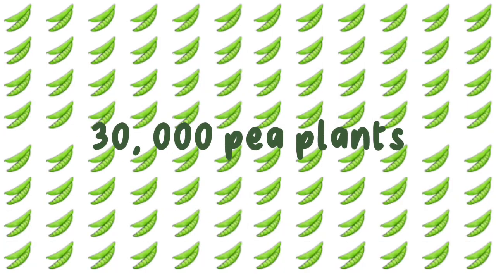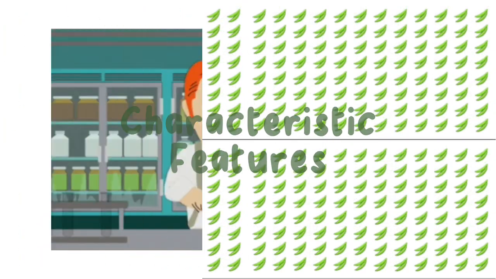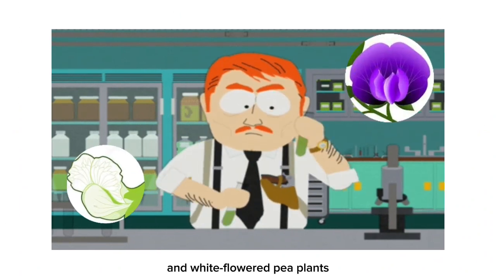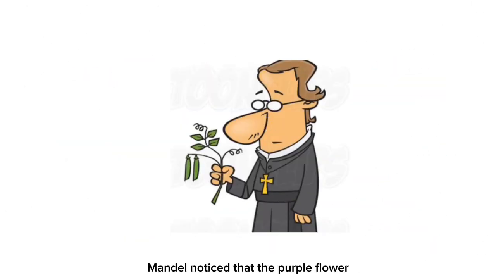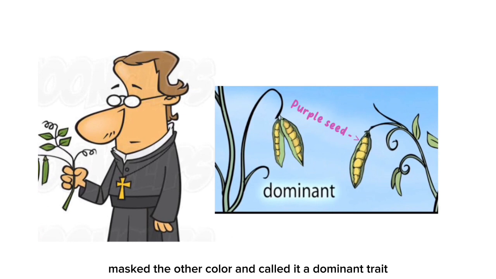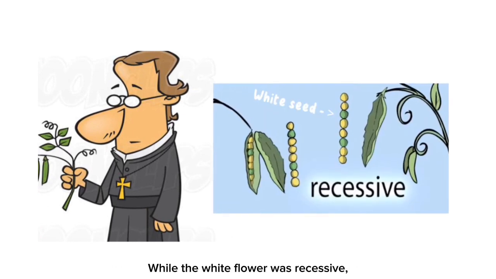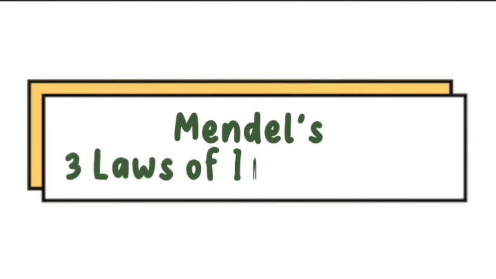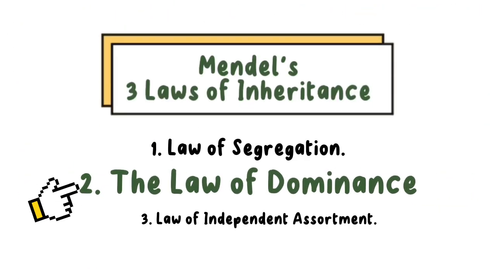Well, in the mid-18th century, Mendel bred over 30,000 pea plants together for their characteristic features. In one of his experiments, he crossed pure lines of purple and white flowered pea plants. Mendel noticed that the purple flower masked the other color and he called it a dominant trait, while the white flower was recessive, meaning it would always be masked unless paired with another recessive allele. Today, this is now known as one of Mendel's 3 laws of inheritance, the law of dominance.